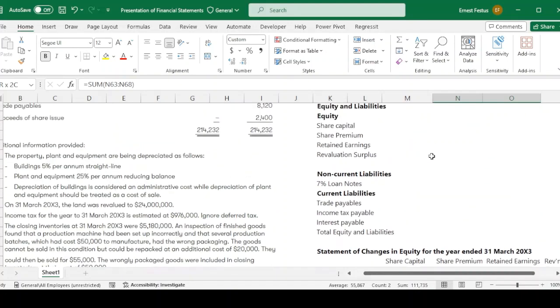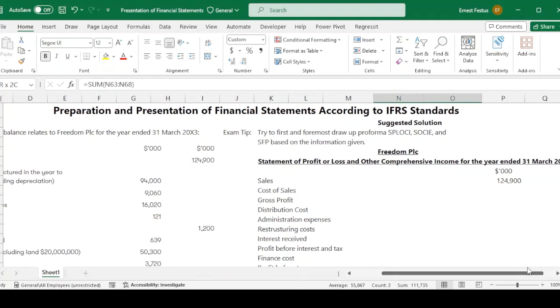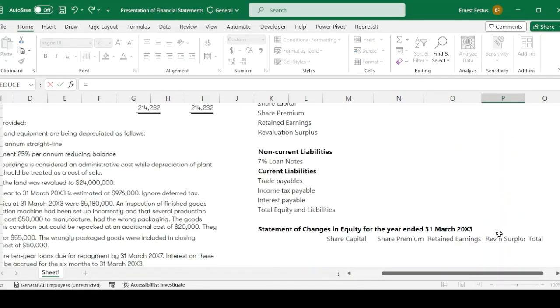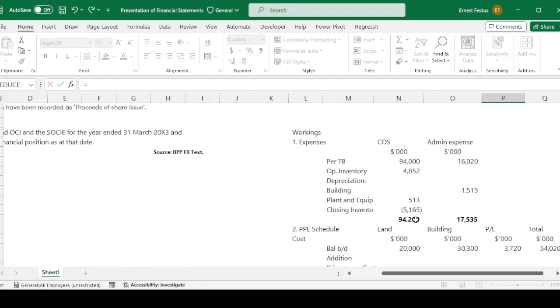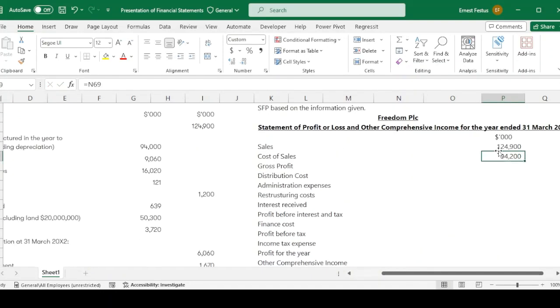All right, so I'll come to my statement of profit or loss, and then I'm going to link my cost of sales figure, and this is supposed to be negative, so I can add them together. All right, then our gross profit is going to be the addition.